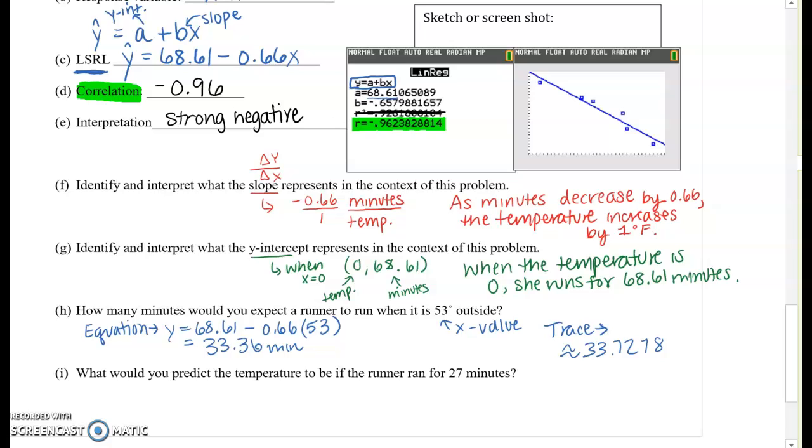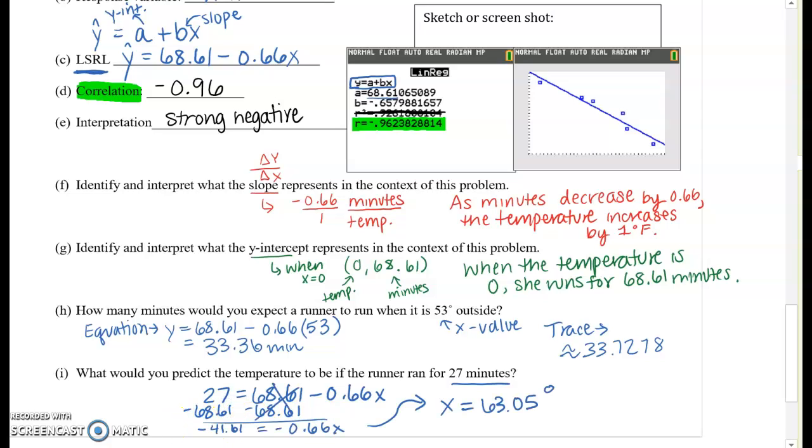And then the last one is, instead of giving me an x value, it's giving me the y value, right? 27 minutes is the y value. So if you use your equation, you are going to plug in 27 for y. And then solve for x. So once you plug it in for y, you're going to solve for x and you should get 63 degrees.